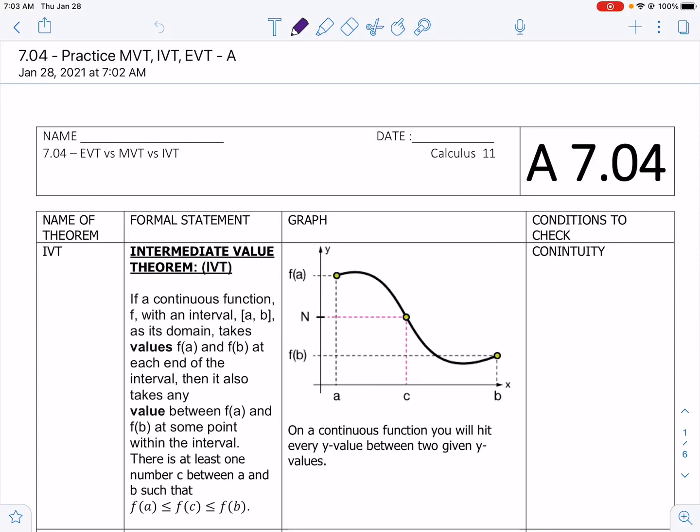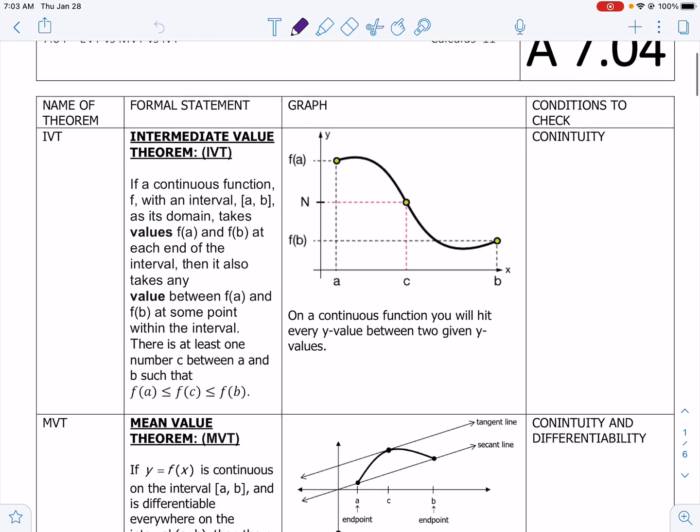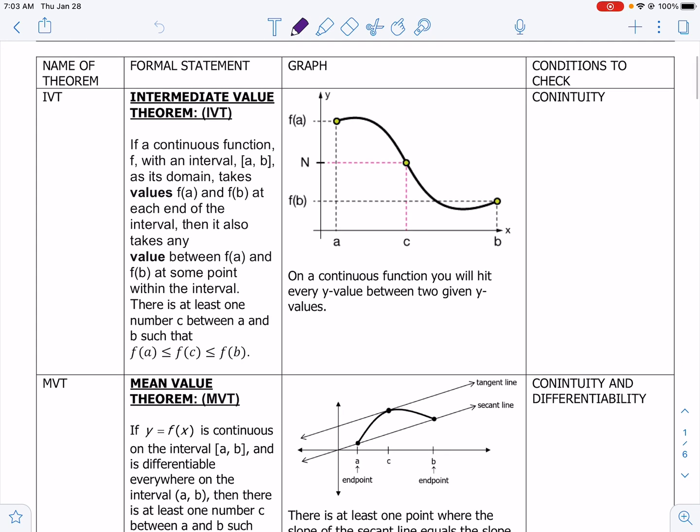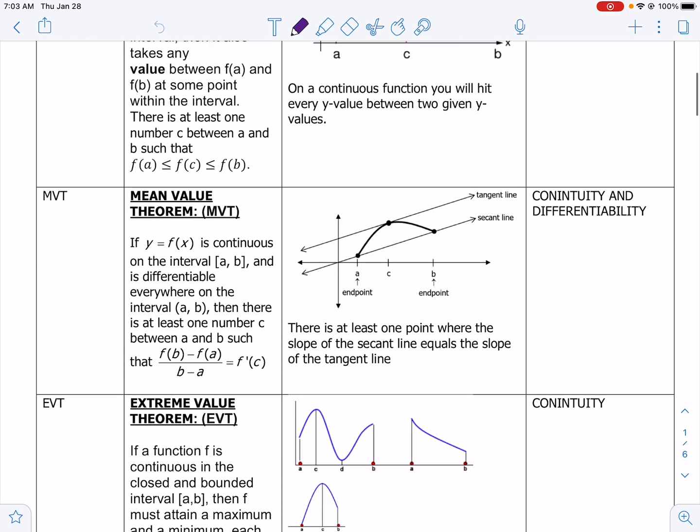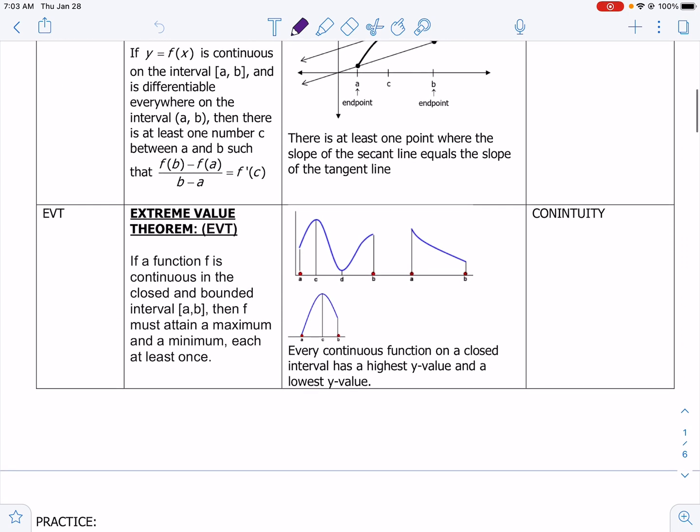Guys, as promised yesterday, we're going to slow it down today a little bit and just focus on practicing our EVT and MVT questions. However, we're also going to throw a little bit of a throwback in here of the IVT. All right, this first page, guys, is a little bit of a study guide for you. What it does is it re-summarizes all three of those theorems for you. All right, so you can see the first line is your IVT, MVT, and EVT.